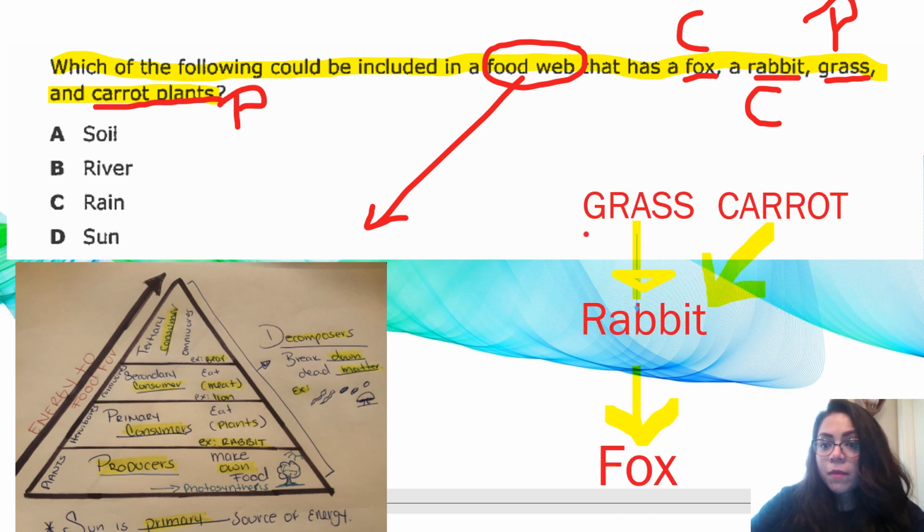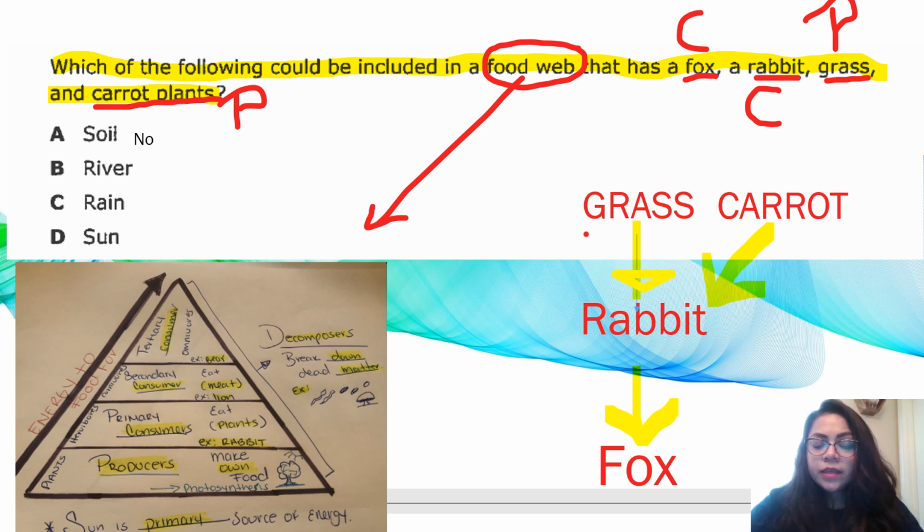I'm going to draw my food web. Grass and carrots are energy for the rabbit. Rabbit is energy for the fox. Now I'm going to read my answer choices and see which of the following can be included in my food web.